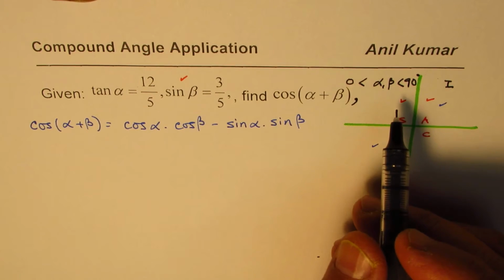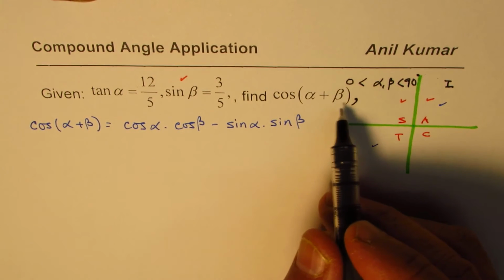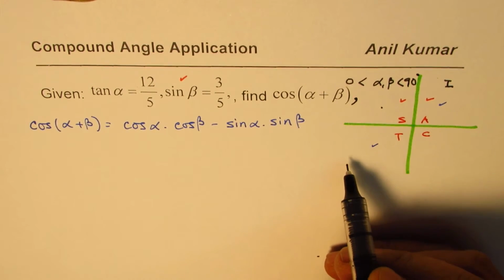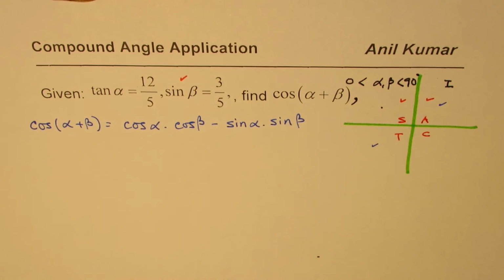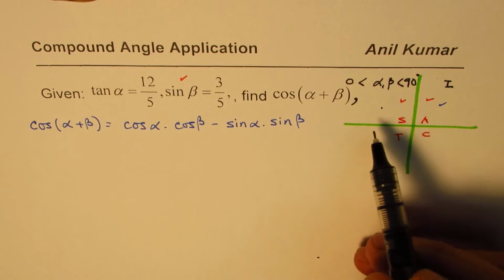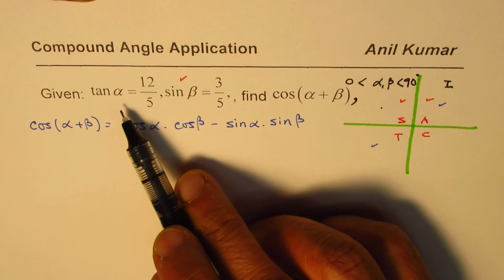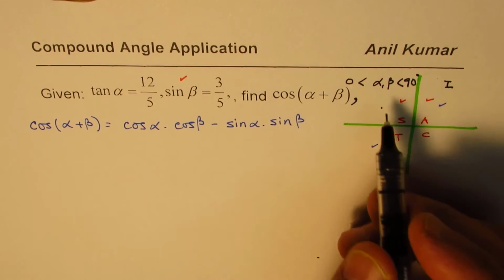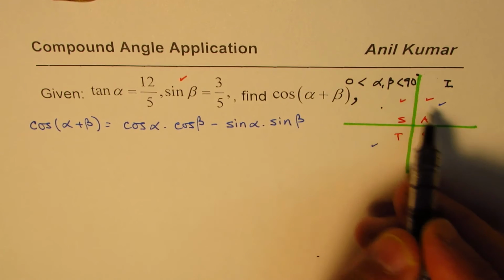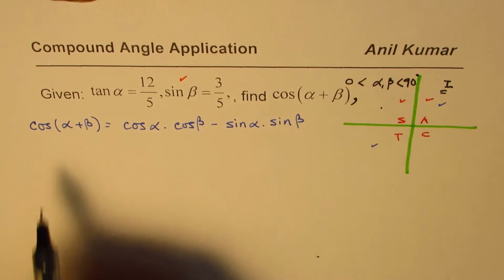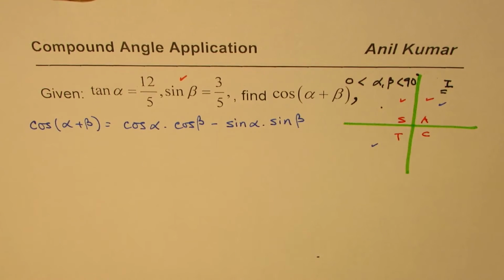In your test, you might be given a situation saying that angle beta could be in quadrant 2, right? Or the question could be open as it is. In that case, you will do different scenarios, depending on in which quadrant you take angle beta and in which quadrant you take angle alpha, okay? Now, for simplicity, we are taking both these angles in quadrant 1, right? So both are positive for us. Now let's find out what is cos alpha and cos beta.